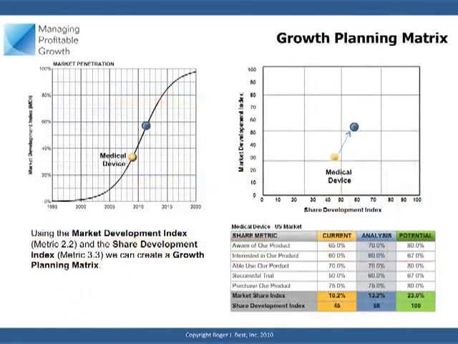If we combine the Market Development Index and the Share Development Index, we can create a growth planning matrix to better understand market and share growth opportunities. In our medical device example, we're currently at a Market Development Index of 33 and Share Development Index of 45. Over the next 3 years, we expect the Market Development Index to grow to 55 and Share Development Index to improve to 58.